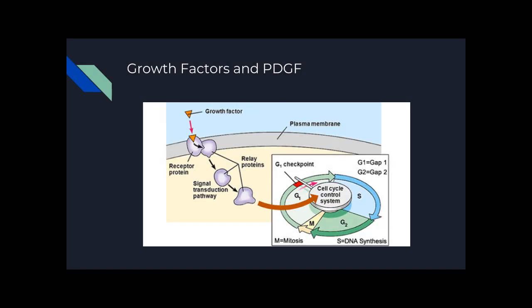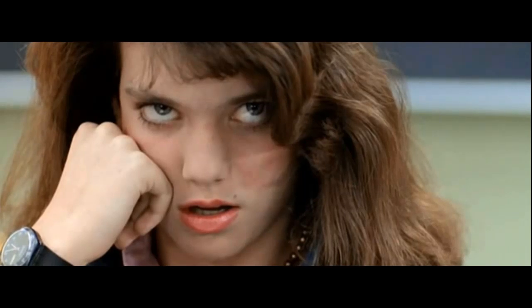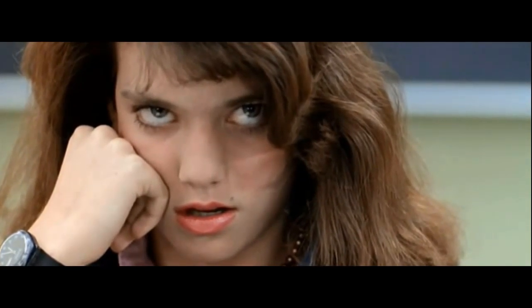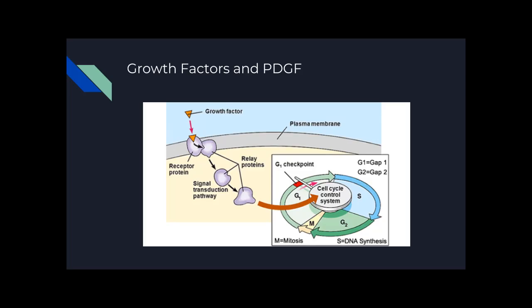Certain factors can help speed up or cause the growth of the cell. These are called growth factors. An example of a growth factor is known as a platelet-derived growth factor. This growth factor is found in your blood and allows the cell to start its process and continue after the checkpoint. But this is not the only factor that affects the cell process.